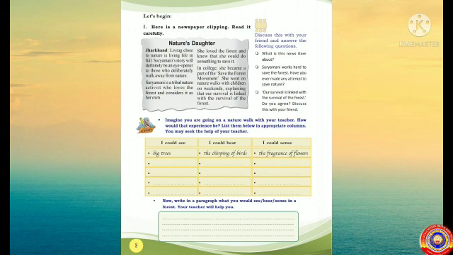In the previous class, I introduced you to the nature activist Suryamani. Am I right? Then we also discussed an activity that is given on page 8. Students, do you remember? I gave you homework. I told you to write a paragraph about what you would see, hear, and smell in a forest. Did you write that homework? Hope you all did that homework.